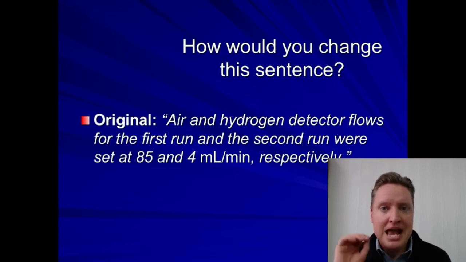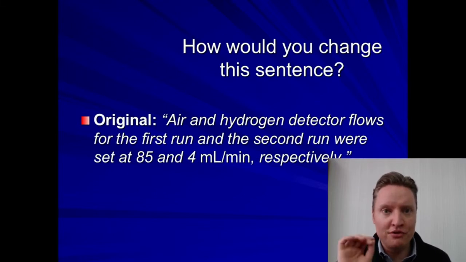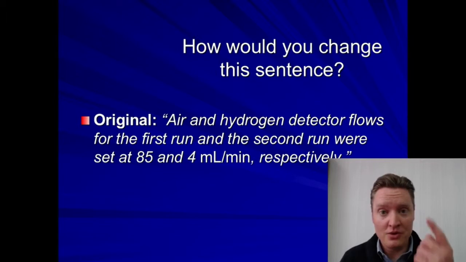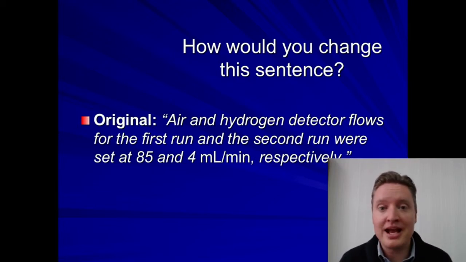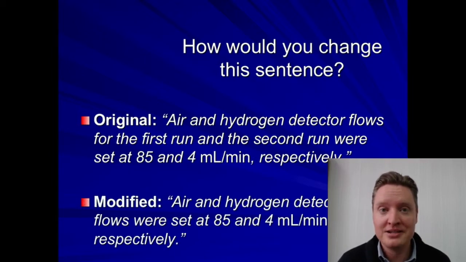Here's an example. Air and hydrogen detector flows for the first run and the second run were set at 85 and 4 milliliters respectively. Now the problem here is we have 6 things. We have air and hydrogen, we have first run and second run, and we have 85 and 4. Too many. The most we can have is 4. So we will rewrite and we will say air and hydrogen detector flows were set at 85 and 4 milliliters respectively. In this case, the first run and second run is not that important anyway, or if it's important, we will write it into another sentence so that the reader doesn't have to put too much together.